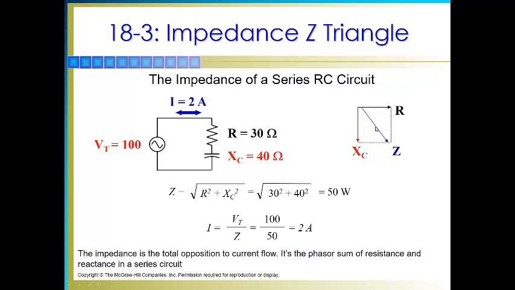So to calculate this right here, we will use the Pythagorean theorem again. So the square root of R squared plus X squared, and that will be 30 squared plus 40 squared, and that will give you 50. This should be 50 ohms. Okay. So the current will be the total voltage, 100, divided by the impedance of 50. That will give you 2 amperes.